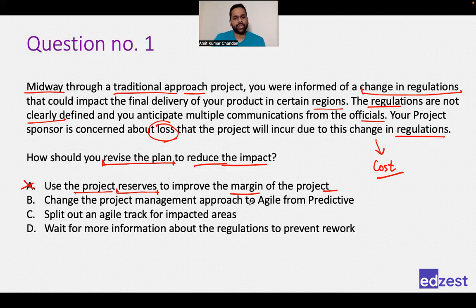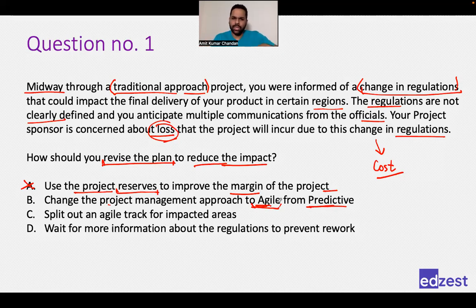Change the project management approach to agile from predictive. Now the question is that we are doing it in a traditional approach, and regulations are not clear, which could create an impact in the project. So we should change the project management approach to agile from predictive. Looks correct. But this is where we need to be a little bit more careful, because these are difficult type of questions, right? We have to go back to the question and see whether, if I go to agile, it will be a good decision.